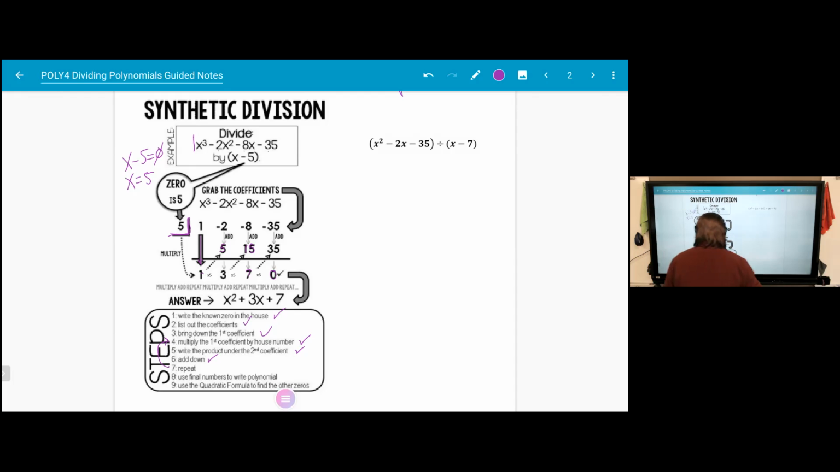So what happens is we've done the synthetic division. That's not all we have to do, though. We're trying to figure out what happens when I divide this. What does the value end up being?